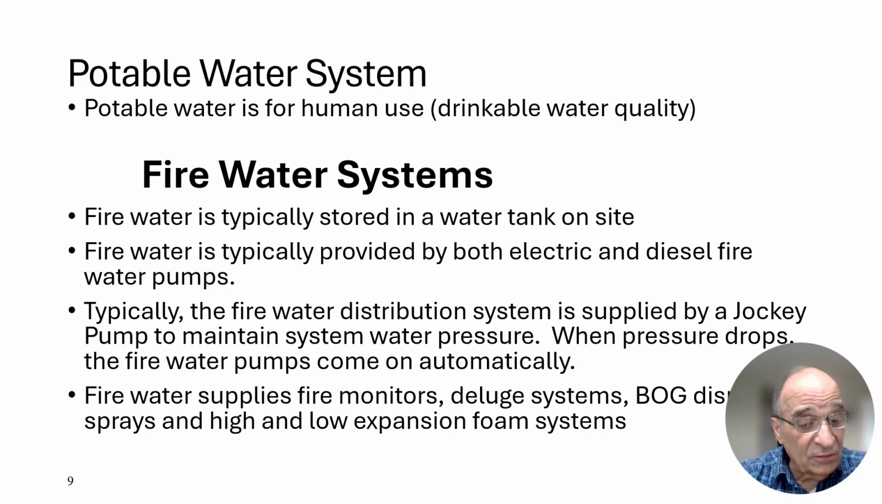Fire water supplies monitors, deluge systems, and vapor dispersion systems. Those are sprays that would disperse the boil-off gas when warm, and high and low expansion foam systems.